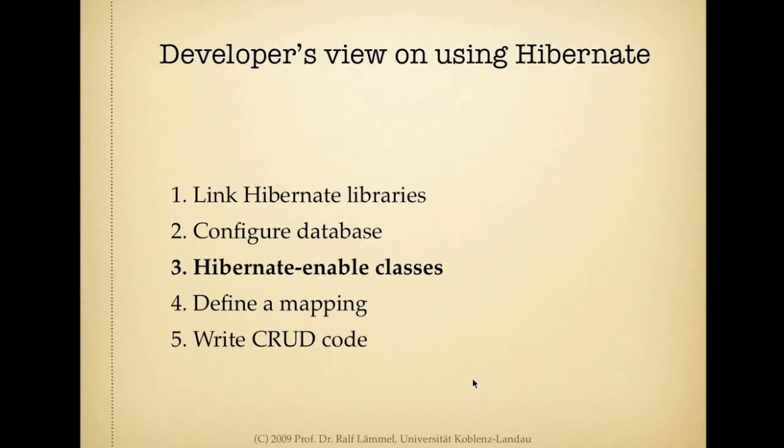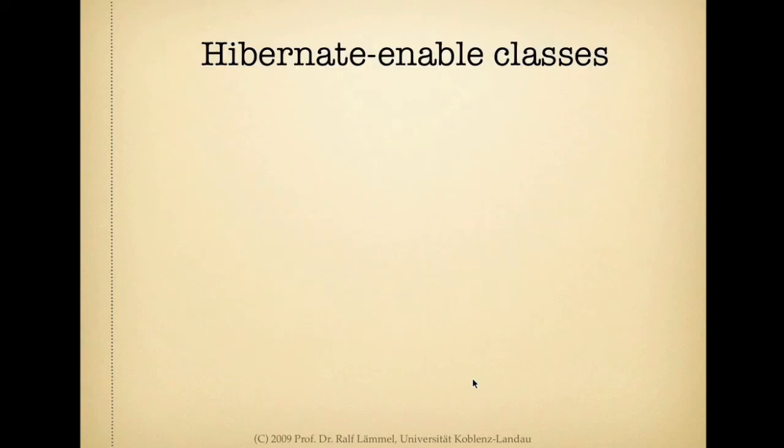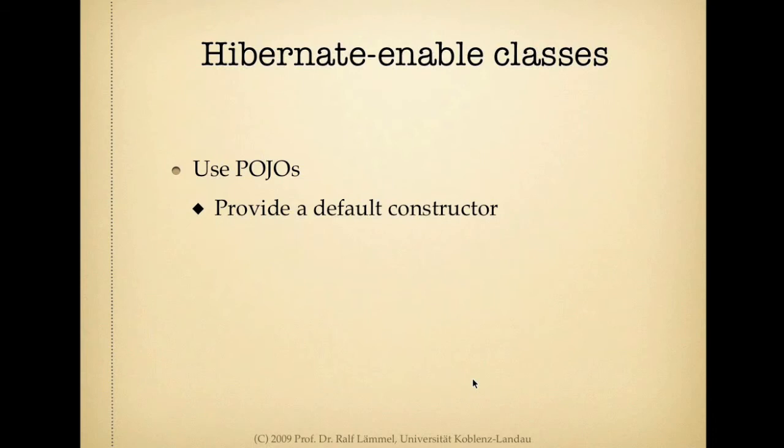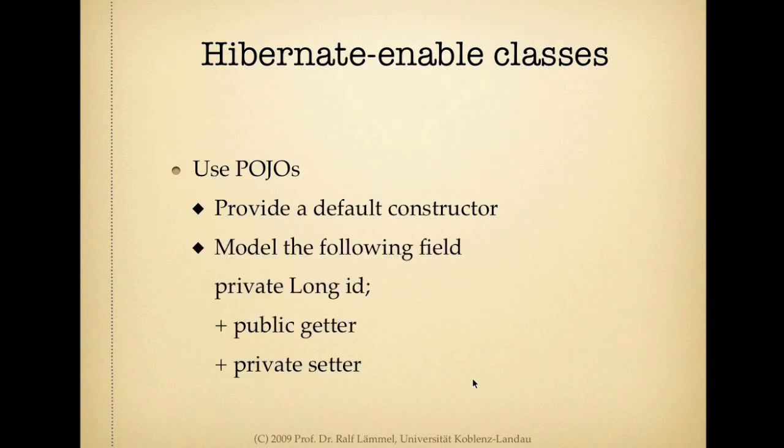Okay, so now how do we Hibernate-enable classes? That's pretty easy. A Hibernate-enabled class is essentially a POJO, or plain old Java object style class. So the only thing is we need to provide a default constructor, which is used by the Hibernate framework when, for example, query results are cast to our class types. And also we need to set up a field for each such class, a sort of ID field of type long that serves as the primary key in the database.